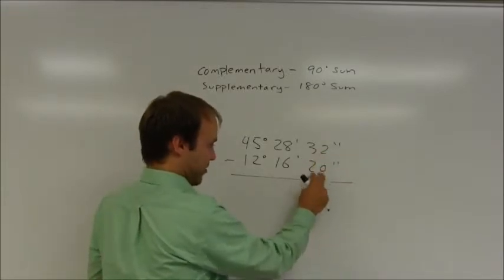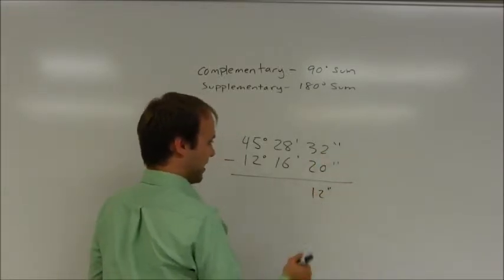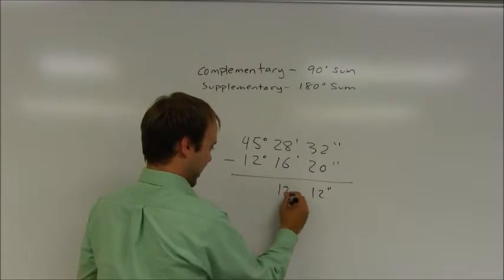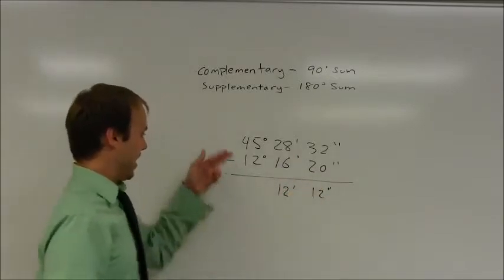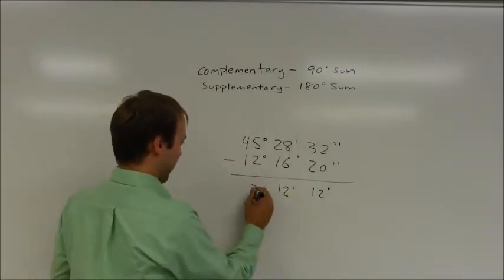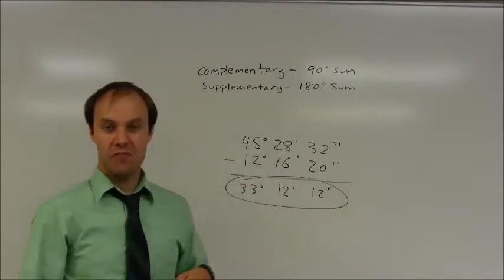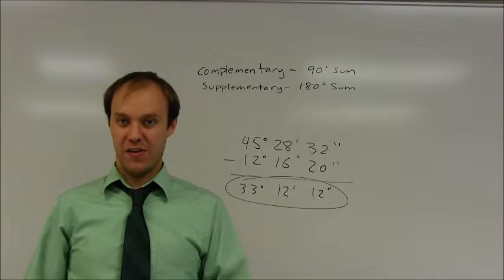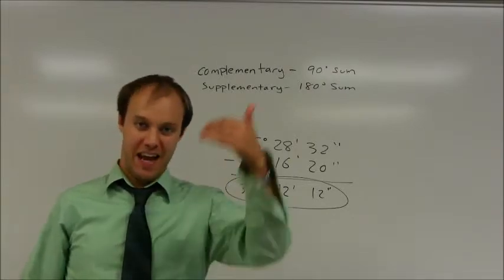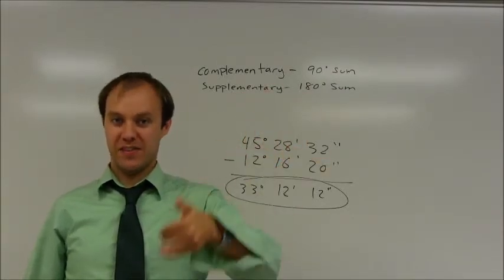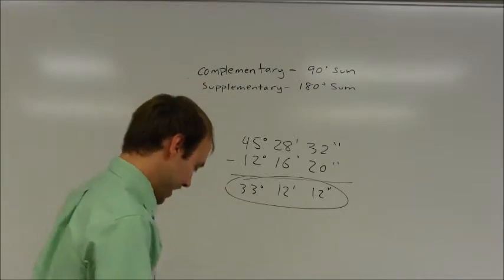So I can take 32 minus 20, that's 12 seconds, 28 minus 16, 12 minutes, and 45 minus 12 is 33. And I just end up with 33 degrees, 12 minutes, and 12 seconds. Very straightforward. Adding, same thing. Add degrees to degrees, add minutes to minutes, seconds to seconds.